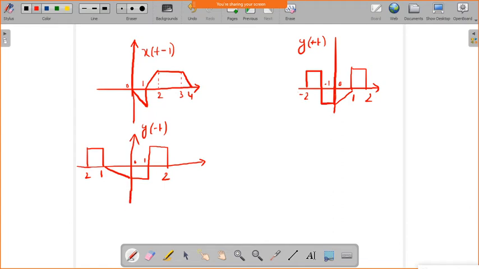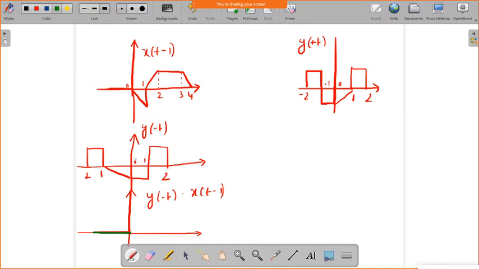Okay, now we multiply both the signals, that is y of minus t into x of t minus 1. So now if you see here, in the negative side it is 0, it is 0 till the origin value 0. So now this portion will become 0, because 0 multiplied by this signal will be 0, right? So your signal will be 0 from negative values till 0, okay.